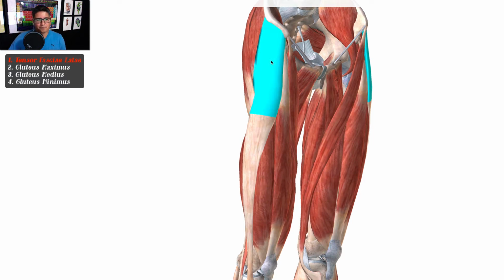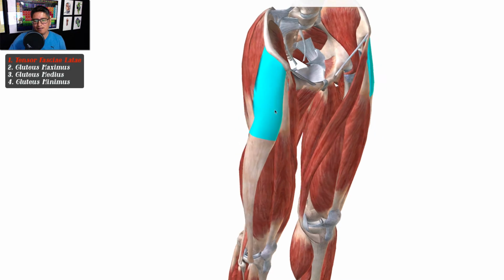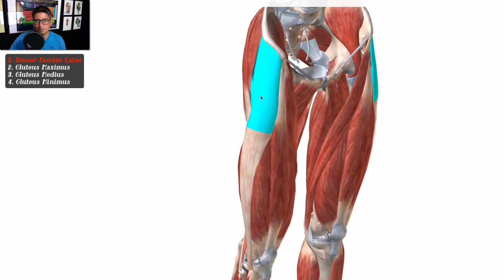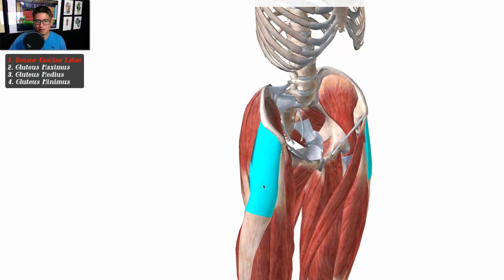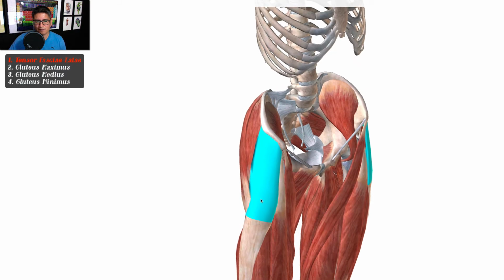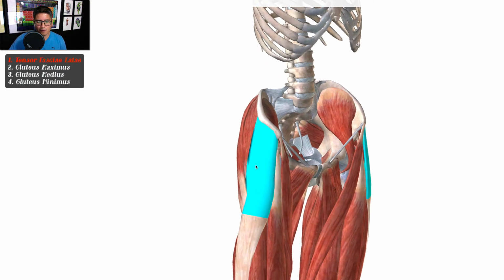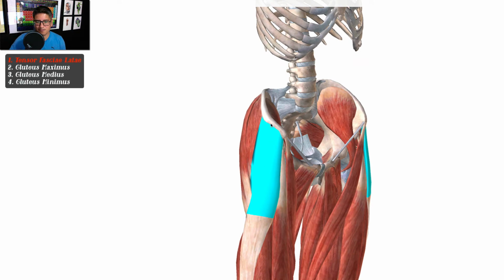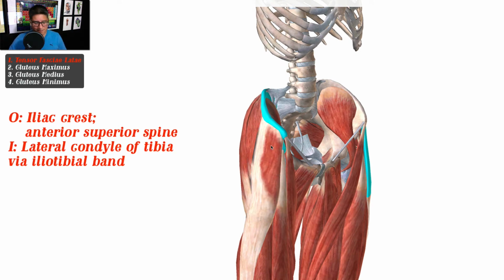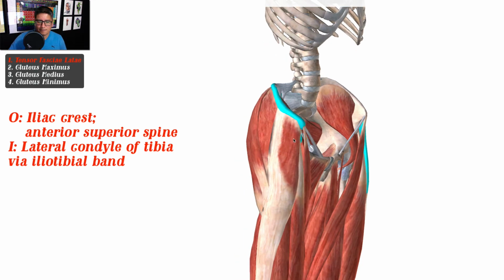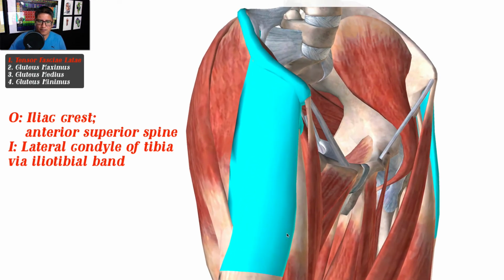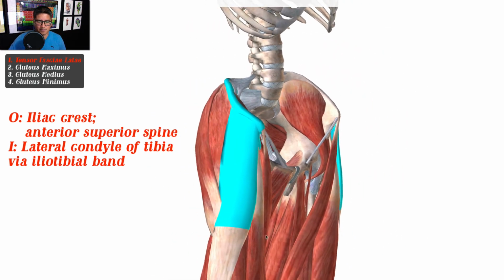Again, my tensor fasciae latae, this muscle helps to stabilize my hips. Let me zoom in on it. We talked about where it inserts, but let's talk a little bit about its point of origin. As you can see here, it's on the iliac crest, sorry, the anterior spine of the crest, and it just continues down the lateral aspect of the knee.